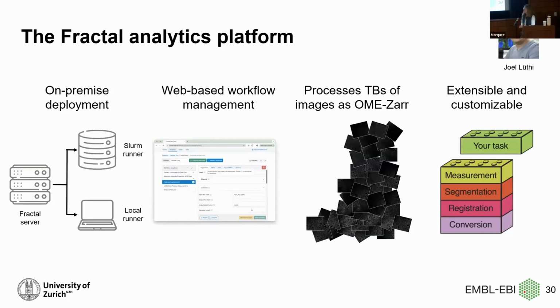So very briefly, I just want to tell you about the first big project that we have, which is the development of a platform called Fractal. This is a platform for bioimage analysis on large datasets that is entirely based on this OME-Zarr standardized file format. Its development is led by Joël, that you see up here, who is the head of R&D at the BioVision Center.